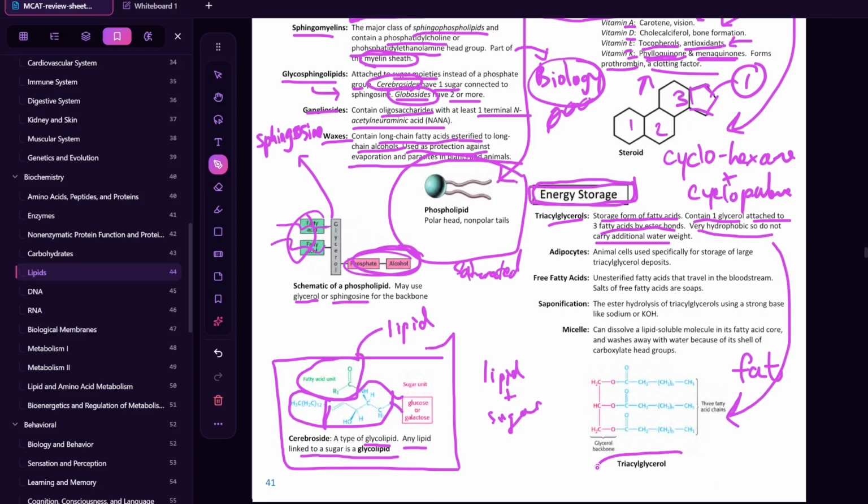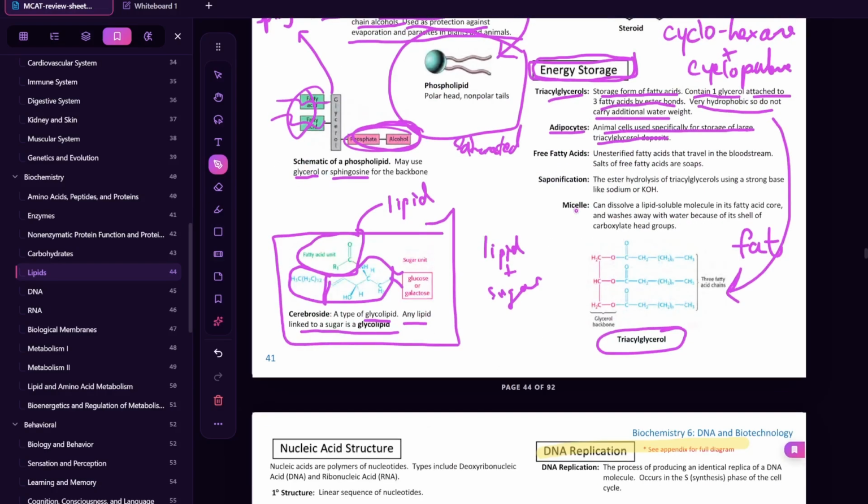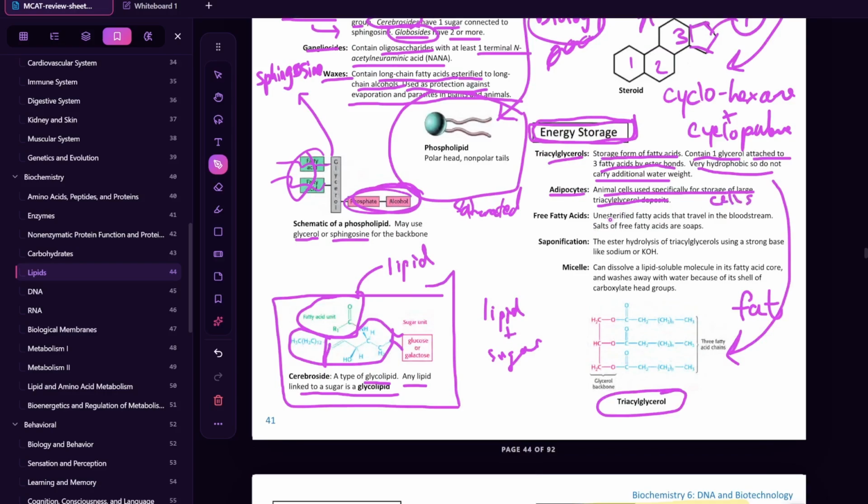So here's the structure of a triacylglycerol. So here are the 3 fatty acids, and they're connected by ester bonds. If you don't know ester bonds, again, that's from organic chemistry. Adipocytes are animal cells used specifically for storage of large triacylglycerol deposits. They're basically fat cells. Free fatty acids are unesterified fatty acids that travel in the bloodstream. Salts of free fatty acids are soaps.